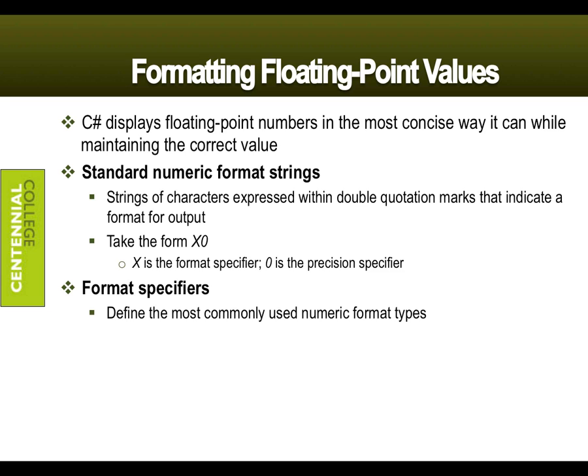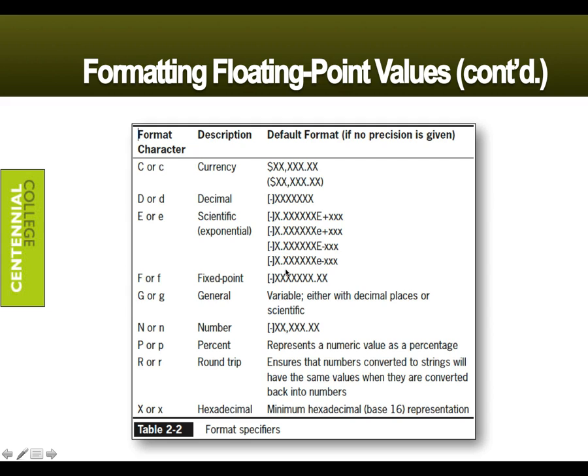Formatting floating point values. So we talked about how we can format integer values or string values. But what we need to do sometimes is use a different format specifier for precision. So an example would be this. X is the format specifier and 0 is the precision specifier, how many zeros I have. Let's take a look at some examples.